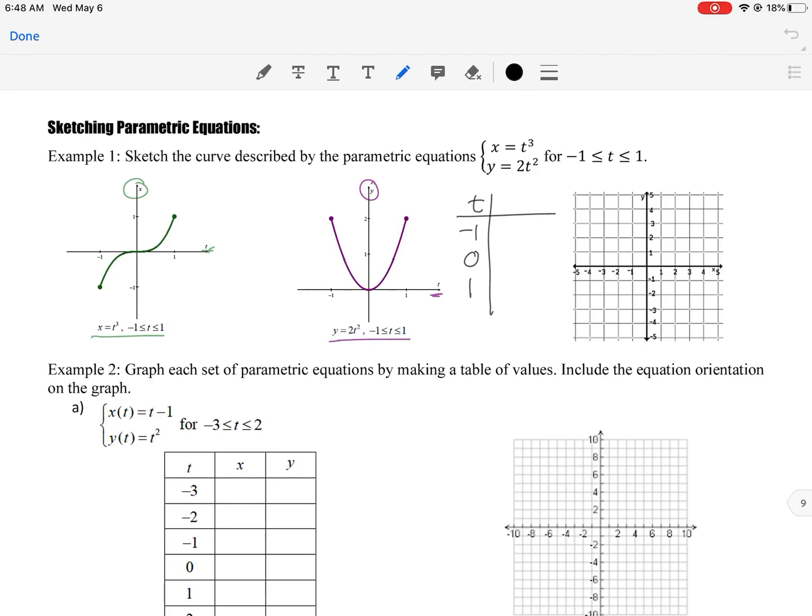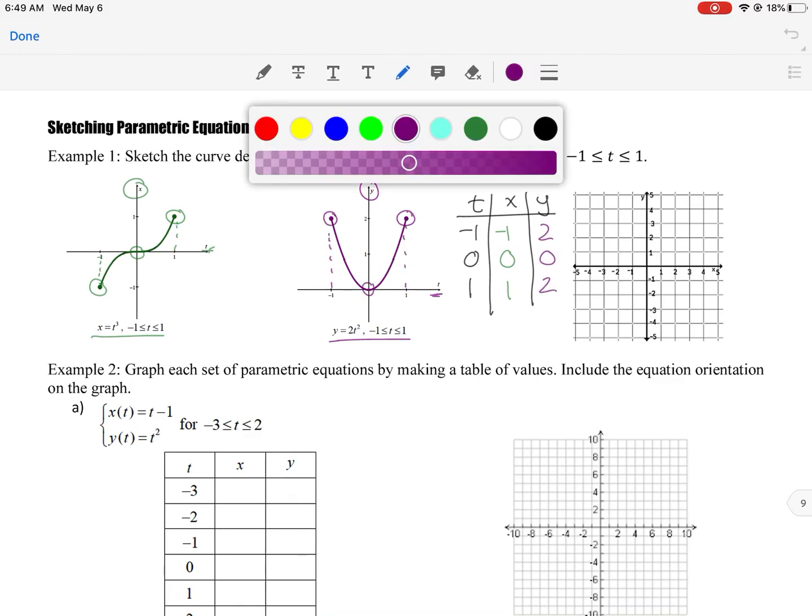Oftentimes what we'll do here is make a table of values and then go from there. So now let's look at our x's. When t is -1, our x value is also -1. When t is 0, our x value is 0. When t is 1, our x value is 1. Okay, now let's do the same with y. When our t value is -1, our y value is 2. When t is 0, our y value is 0. When t is 1, our y value is 2 again.